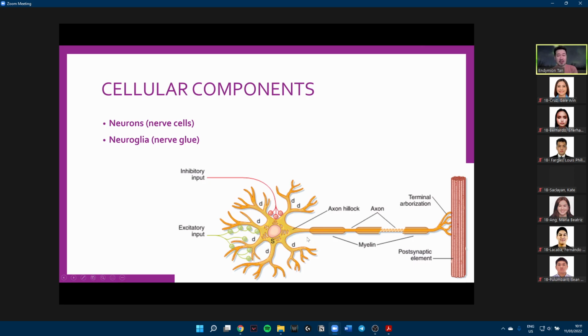The white matter is made up of the axon itself. And the initial part of the axon, where the impulse would start or initiate, the initial segment, is what we call the axon hillock.